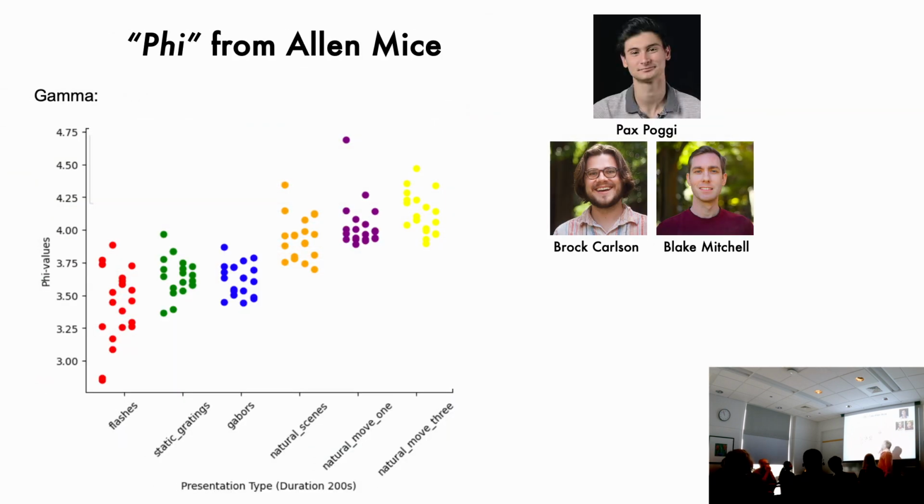Then we use Neuropixels recordings that are publicly available. These are 2 graduate students and an undergraduate student in my lab. And we computed this measure from Neuropixels recordings in a mouse to flashes, static gratings, Gabor stimuli, natural scenes, and movies. So these stimuli are gradually becoming more complex, and that value keeps going up.